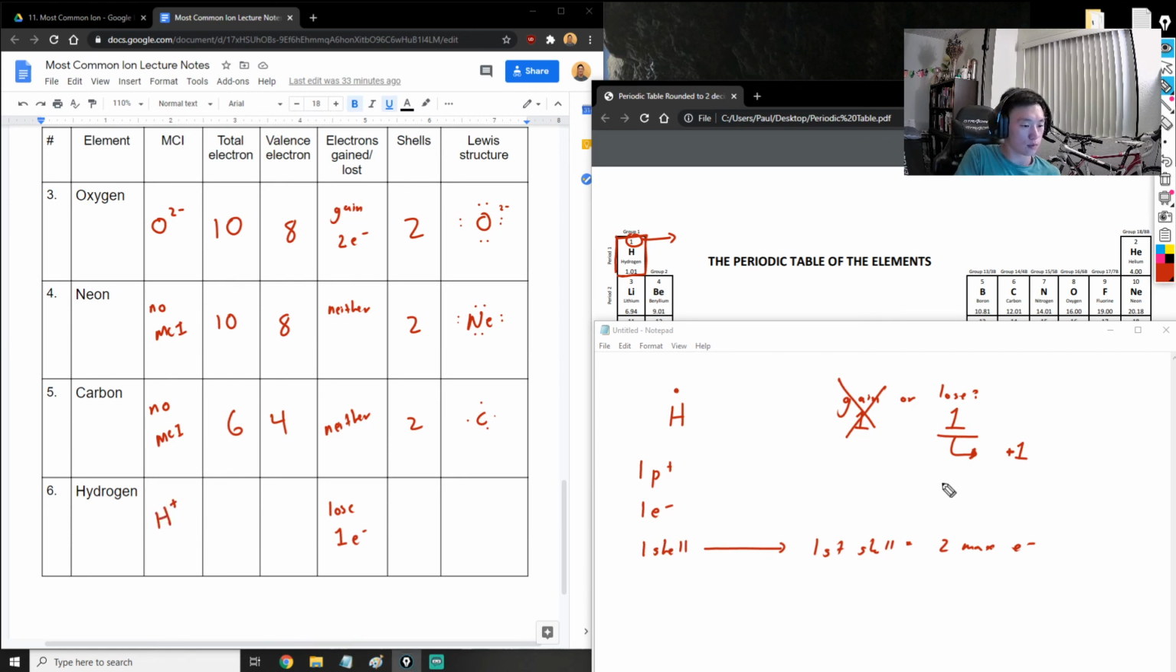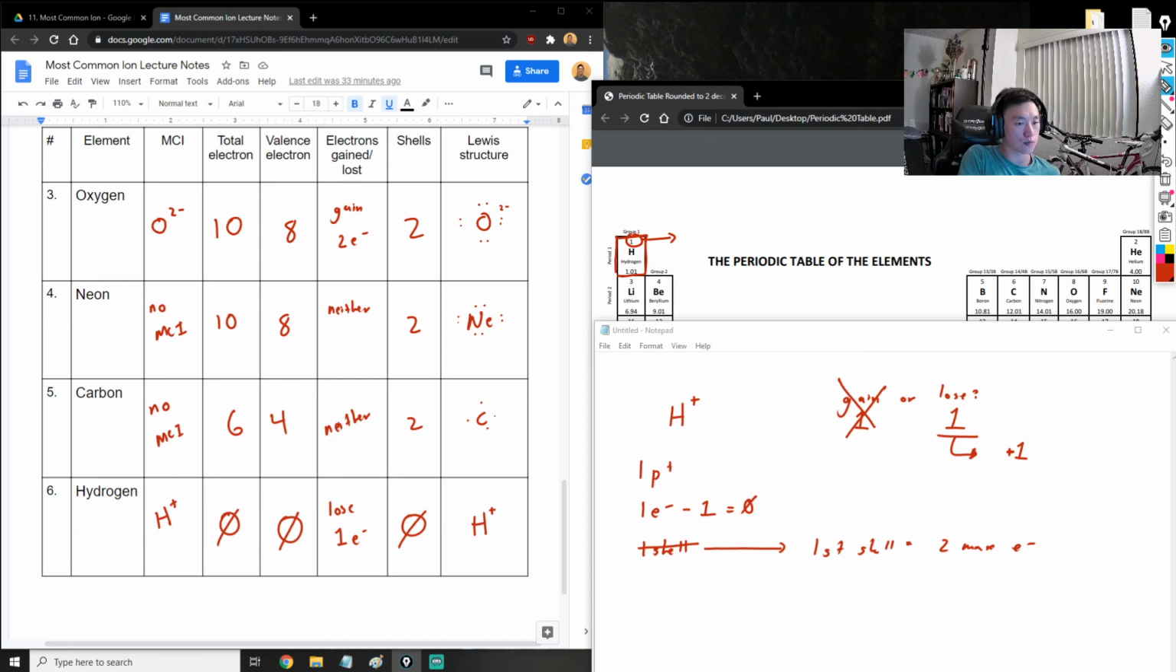For the total number of electrons, we said that there's 1 electron. If we take away 1, it's going to have 0 electrons. And for the valence electron, if we take away that valence electron, there's no more electrons around it, right? H plus is going to have no valence electrons, so it's going to be 0. If you notice, there's no more shells, because if we get rid of the electron, there's no shells. So there's going to be 0 shells. So the Lewis structure for H plus is just going to look like this, H plus.